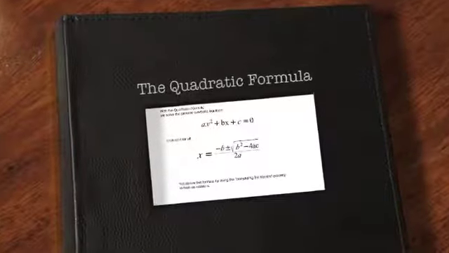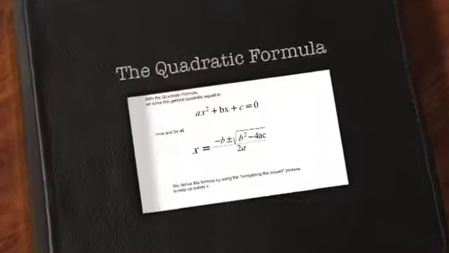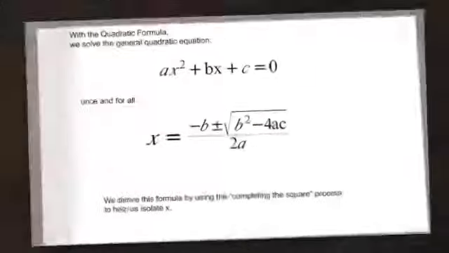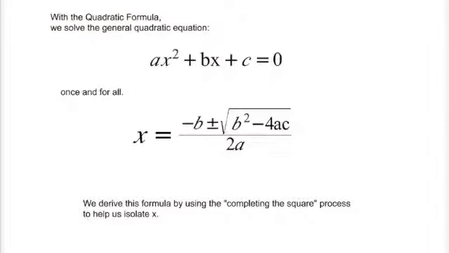With the quadratic formula, we solve the general quadratic equation, which you see right here, ax squared plus bx plus c equals 0, once and for all. And that solution looks like x equals what you see right there, negative b plus or minus the square root of b squared minus 4ac all over 2a. We derive this formula by using the completing the square process to help us isolate x.